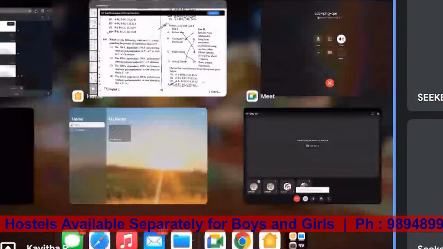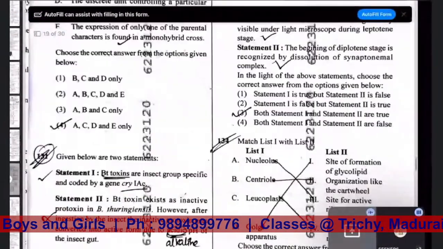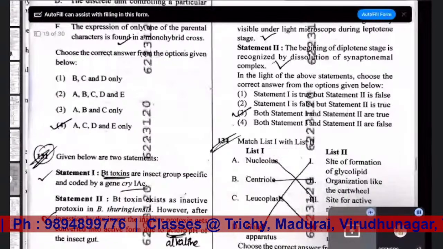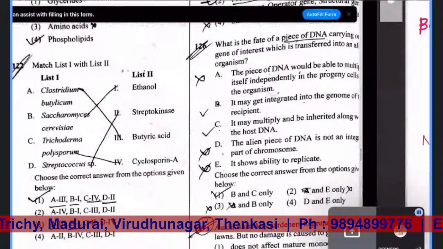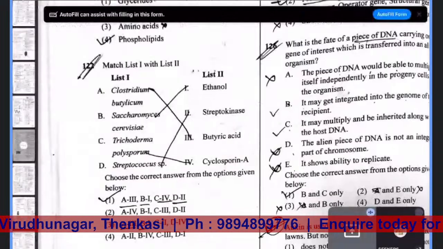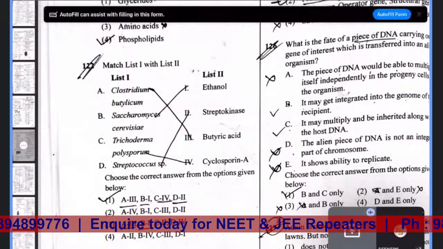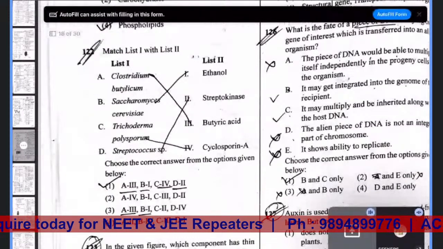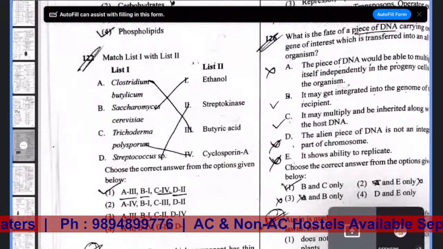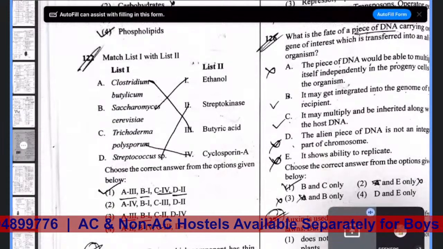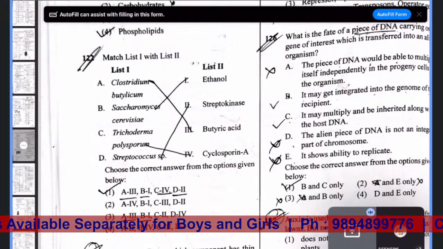So look at question number 126. What is the fate of a piece of DNA carrying the gene of interest which is transferred into an alien organism? Here, statement A says the piece of DNA would be able to multiply itself independently in the progeny cells in the organism. Actually, any piece of DNA cannot multiply on its own. We need an ORI site to be present, only then it can self-replicate. So statement A is incorrect.